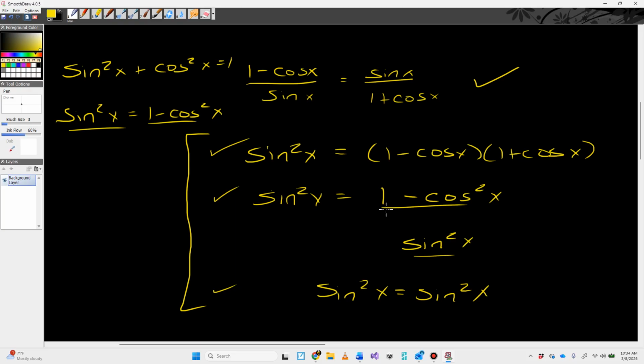Write it all down. And every single step of the way, you have a plan, a property that you are using. This is a cross multiplication property of proportion to ratios. This is a difference of squares property. And this is a Pythagorean identity property. It's that simple. It's really not hard.